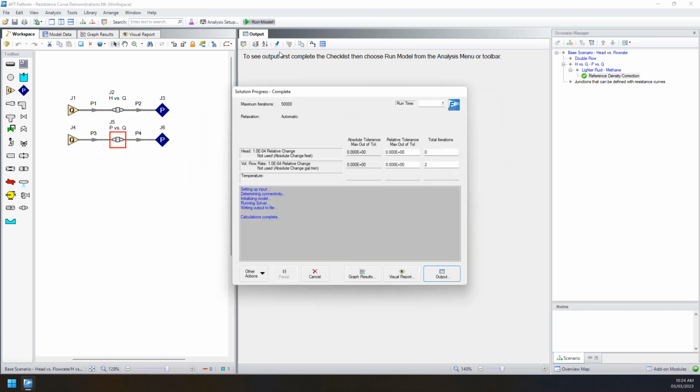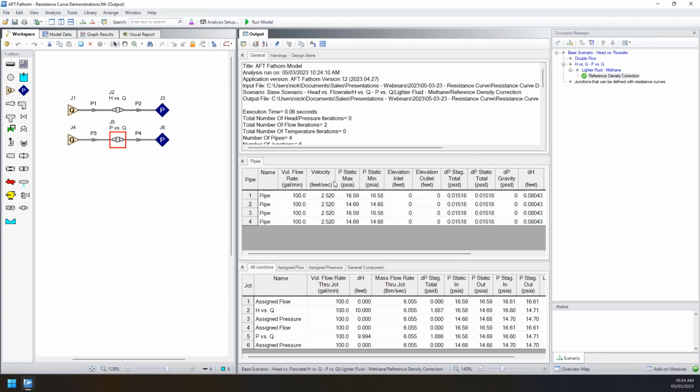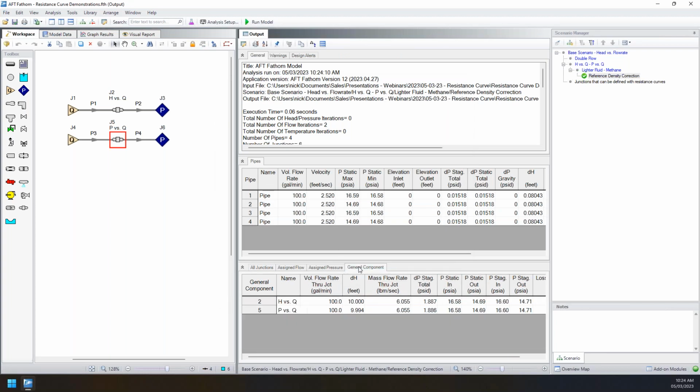So now when we run our model, if we look at our results for our general component, we see one, our DH is now effectively the same. This DH probably has a slight variation if our original conditions weren't exactly at STP. And then we can also see that now our DP across the component is the same.